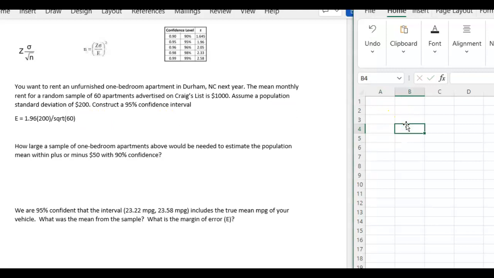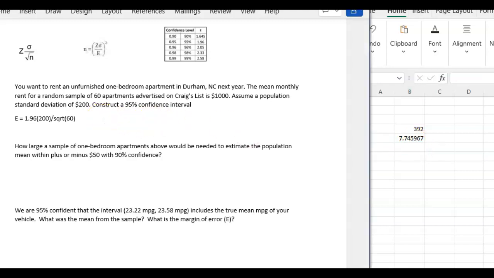I'm just going to do the math in Excel since I have it up. I'm just going to say equal 1.96, and I'm going to multiply that by 200, and that's going to be my numerator, which is 392, and I'm going to divide that by the square root of 60. And the square root of 60, I can use this formula, SQRT, in Excel. Just put my number in parentheses, and that's the square root of 60. So I need 392 divided by 7.746. We'll just go to 3 decimal places and round it.